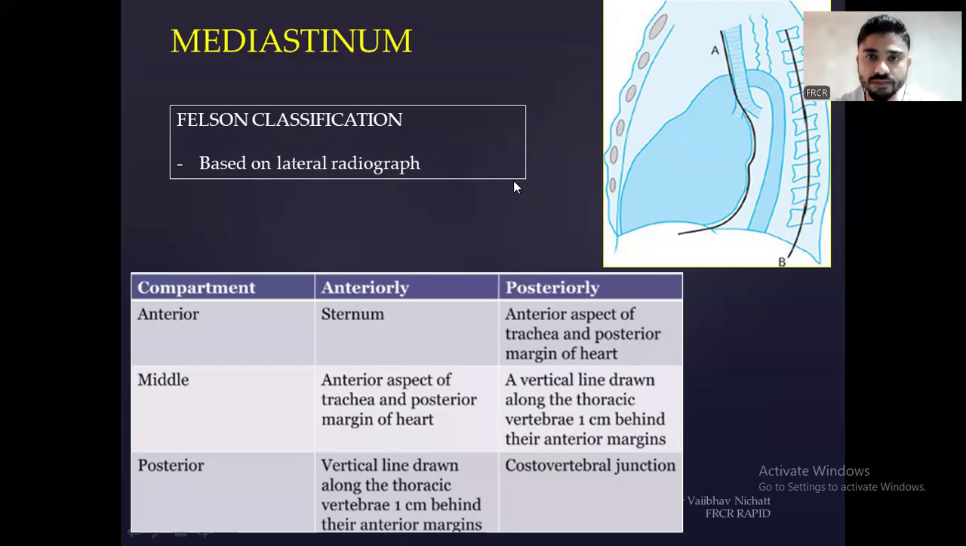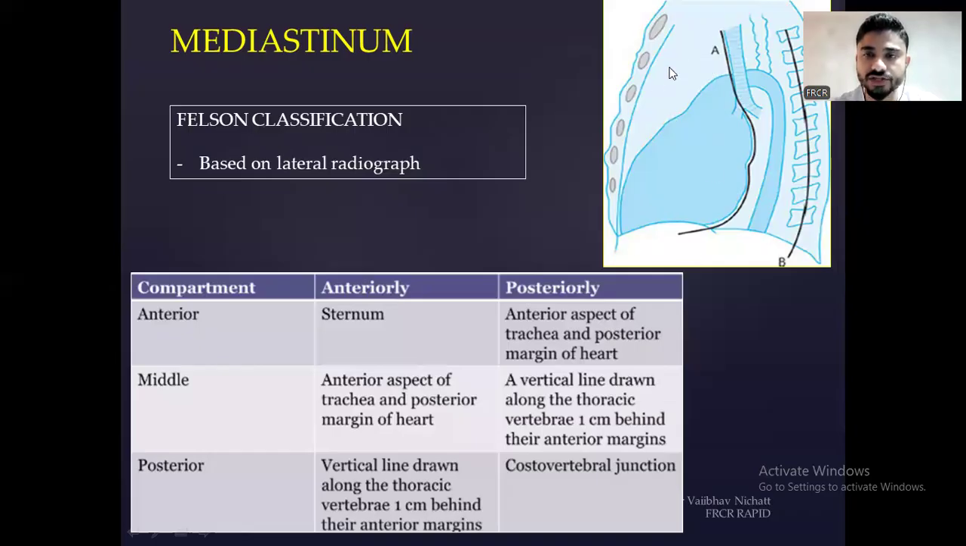There are only 3 compartments, and according to the Felson classification, which is widely accepted, there are only 3 compartments: anterior, middle, and posterior. You should also know how to identify anteromediastinal masses from middle and from the posterior mediastinal masses. For that reason, you need to know what are the boundaries of mediastinum.